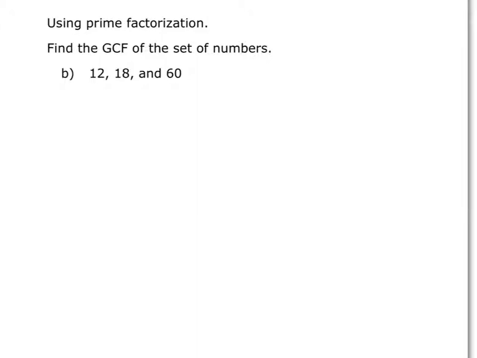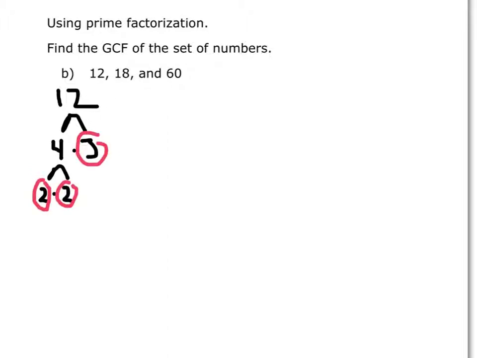Using prime factorization, we're going to find the greatest common factor. So once again, you'd have to do the factor tree. So 12 would be 4 times 3, and 4 is broken down into 2 times 2. So I'm going to circle my prime factors here. I have 2 and 2 and 3. So the prime factorization of 12 is going to be 2 times 2 times 3.